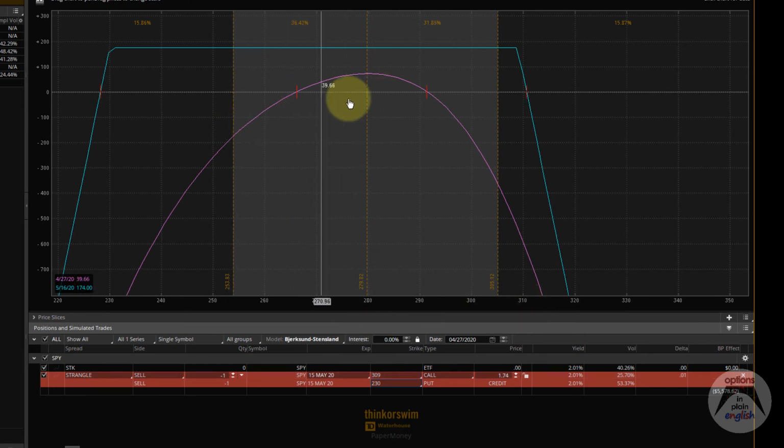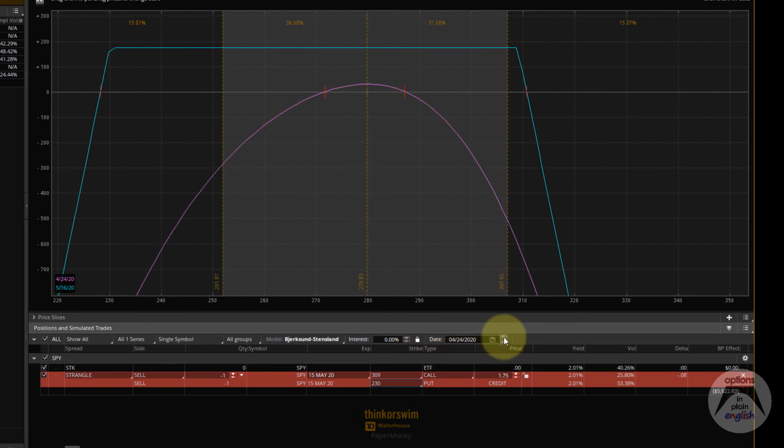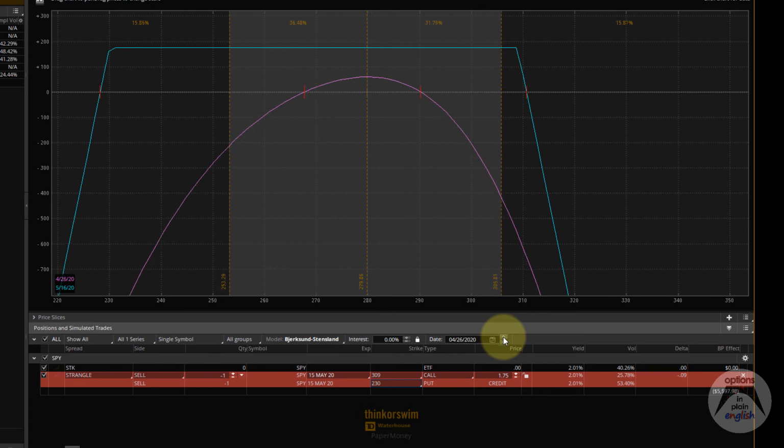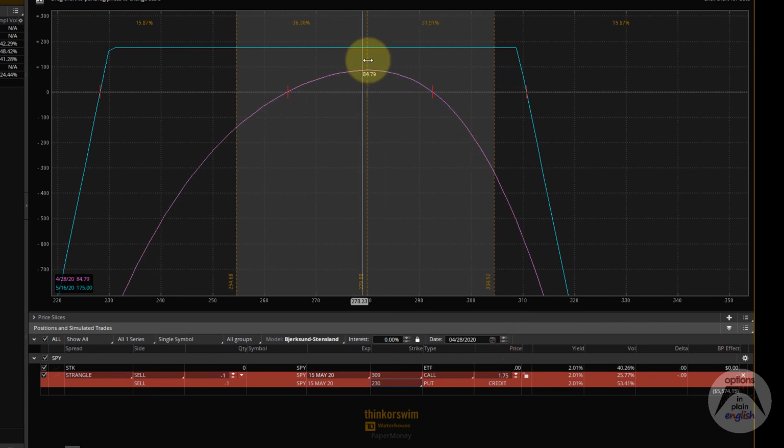As you can tell now, the strangle is not symmetrical, but the delta is a neutral delta. Look here, we have exactly 0 delta for the whole trade. So the price is here. Now we don't want the price to go higher because we'll be losing money. We want the price to stay exactly the same. So if I start playing with the days, going forward, this is today, and as time passes you can see that the max profit is always at this price. So it's a delta neutral strangle.